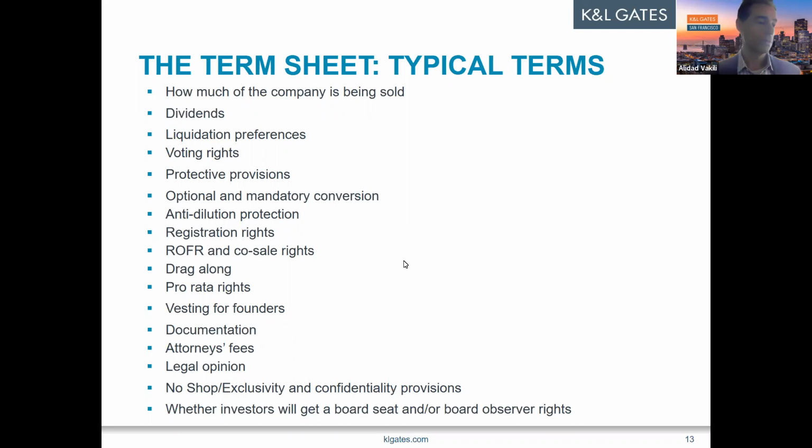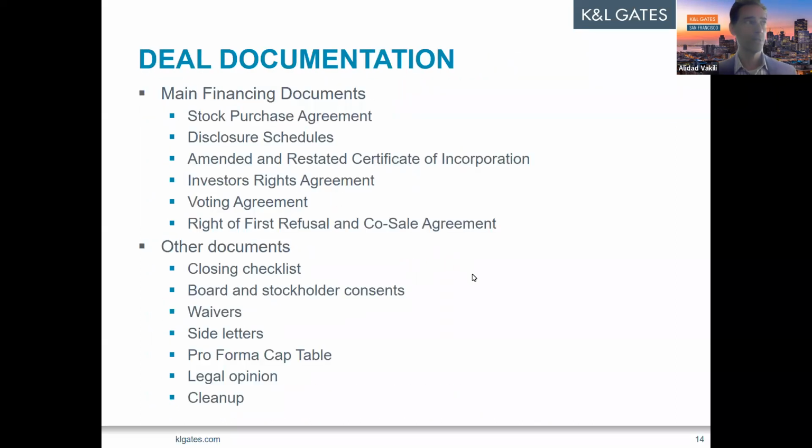Okay, so I know we're starting to run out of time, so I'm going to go a little bit quicker here. The main documentation we talked about. Here are the typical documents you can expect to see: stock purchase agreement, disclosure schedules, the certificate of incorporation, investor rights agreement, voting agreement, right of first refusal, and co-sale. They're all designed to do different things.